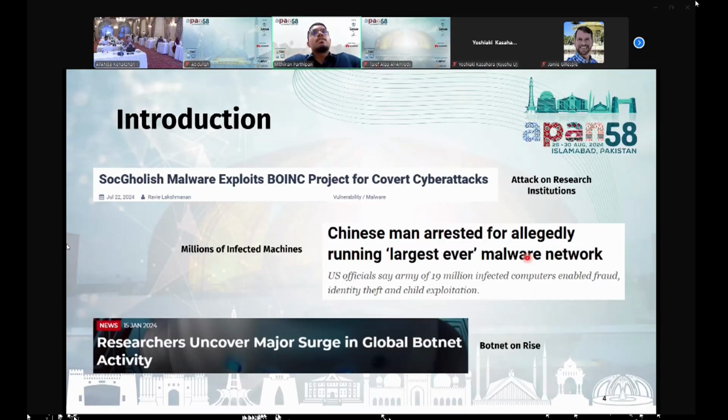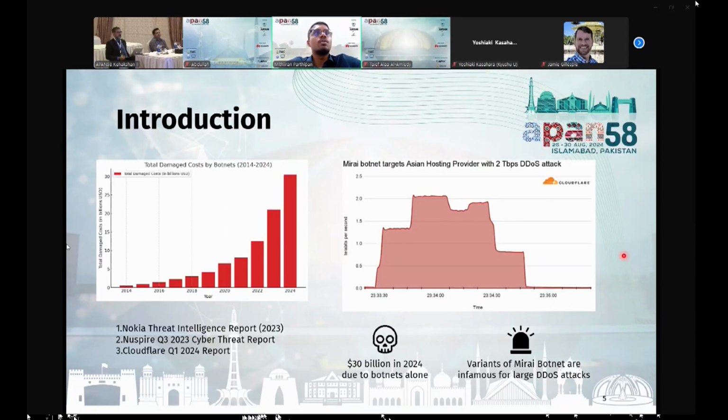So as we all know, the cyber attack trend globally is going up, and this is due to many reasons, and one core reason is malware, where on 22nd July 2024, a malware called Golish exploited a research center where devices are used to conduct research projects. And in the United States, officials found 19 million infected computers that enable identity theft and also child exploitation. And 19 million devices were found globally, not just in the United States. And also at the start of this year, researchers uncovered a major surge in global botnet activities. Botnets have caused millions or even billions of dollars in damages, and in 2024, as of now, $30 billion in damages are caused by botnets alone.